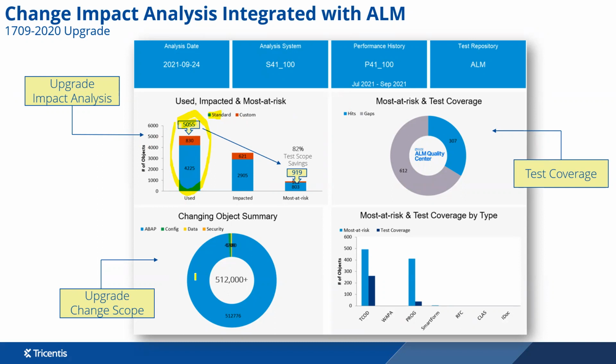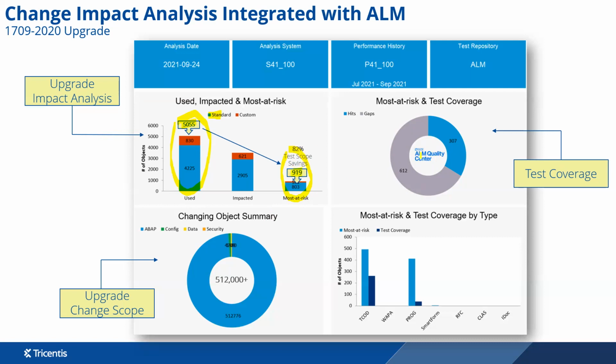After analyzing the upgrade, which was pretty significant, Live Compare says you don't need to go out and test everything. What you really need to test are these 919 T codes, programs and executables. These are your most at risk codes and programs that you use in production that are going to be affected by the upgrade, right? So just focus your testing on these 919 right here.